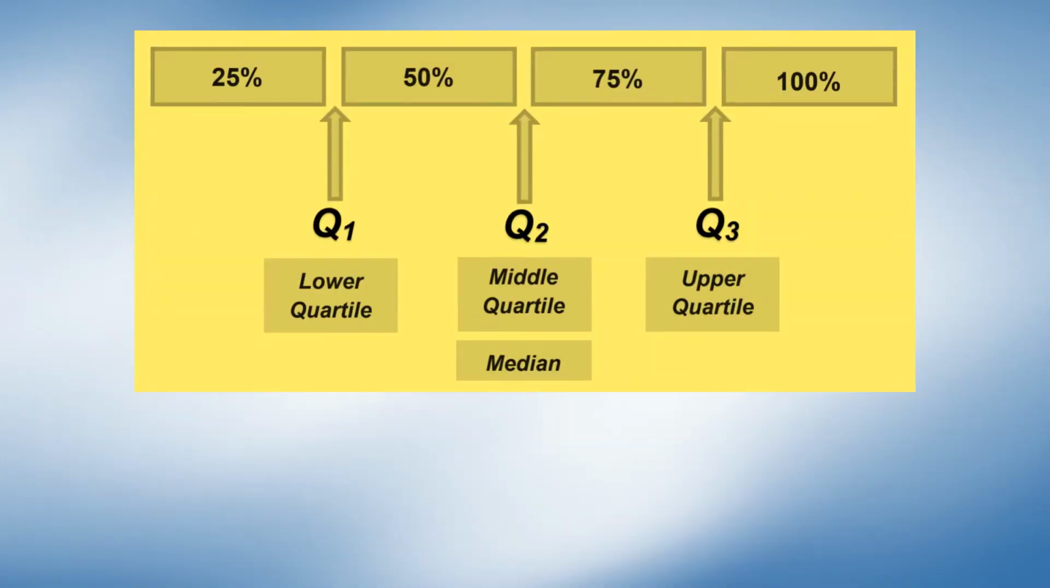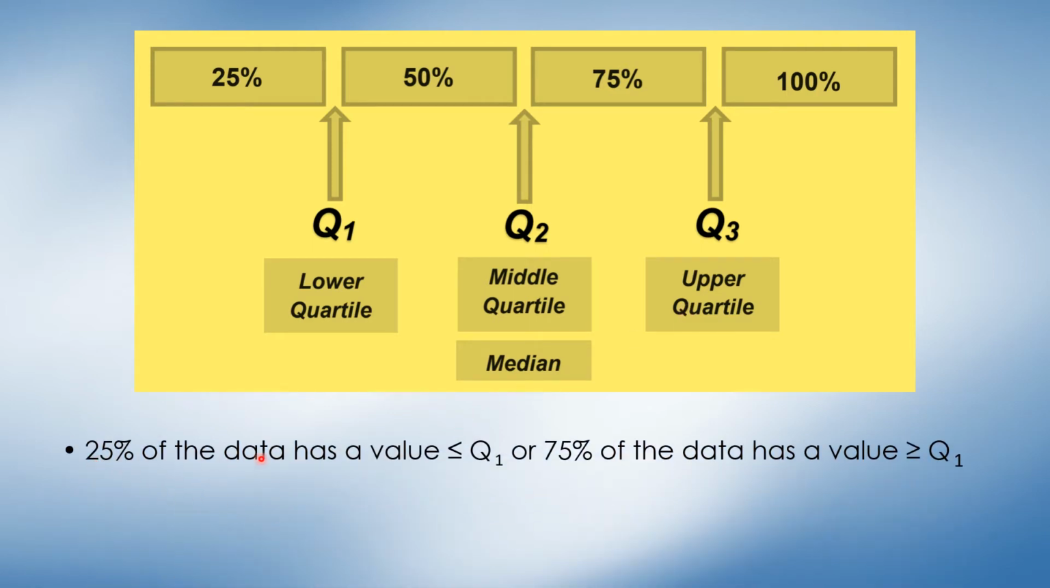So this is the illustration for the quartile. You see here the first quartile, or the lower quartile, the second quartile, or the middle quartile, or our median, which separates the set of data into halves, and the third quartile, or the upper quartile. As you can see here, 25% of the data has a value less than or equal to the first quartile, or 75% of the data has a value greater than or equal to the first quartile.